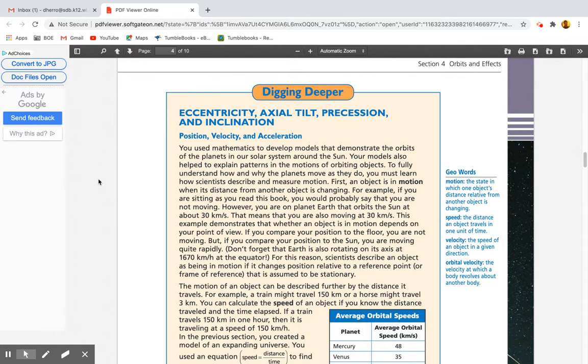This example demonstrates that whether an object is in motion depends on your point of view. If you compare your position to the floor, you are not moving. But if you compare your position to the Sun, you are moving quite rapidly. Don't forget that Earth is also rotating on its axis at 1,670 kilometers per hour at the equator. For this reason, scientists describe an object as being in motion if it changes position relative to a reference point or frame of reference that is assumed to be stationary.